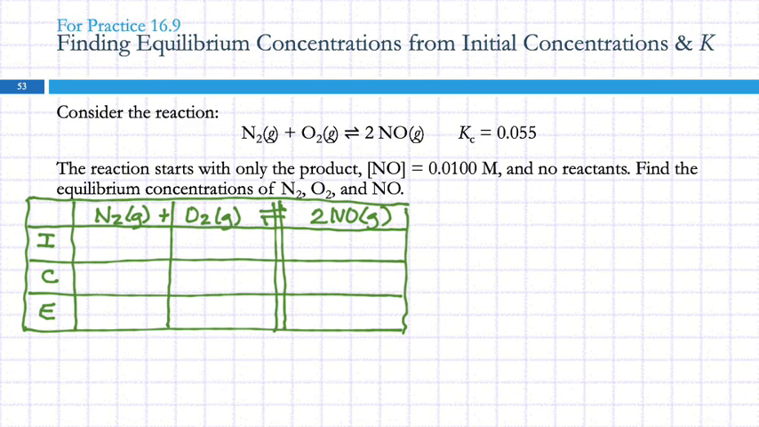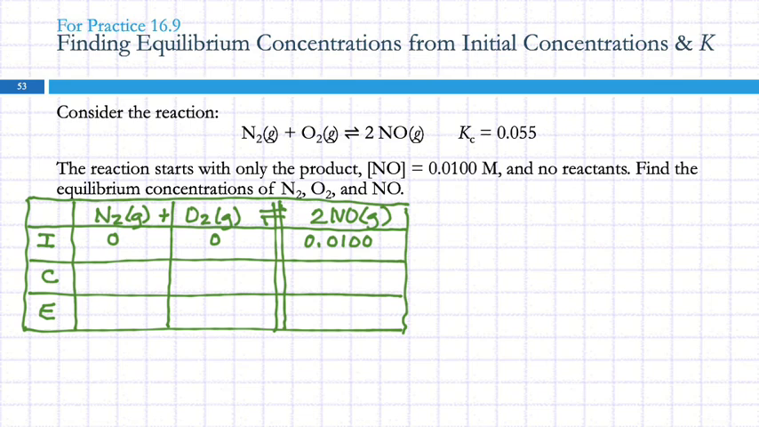Put in the information that you're given, which is going to be initial concentrations. So we have a concentration of NO of 0.0100. So here is my product. So this starts out at 0.0100. And it said there were no reactants. So the concentrations of the reactants is 0. Okay?